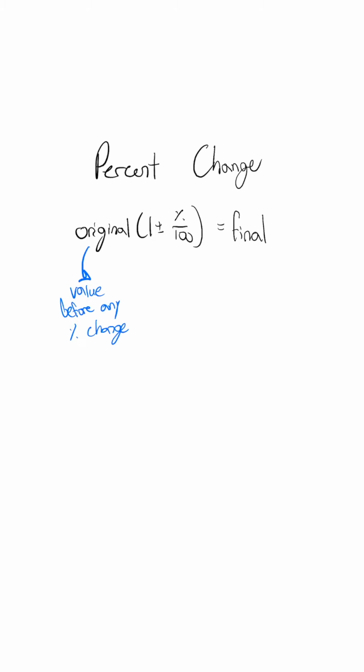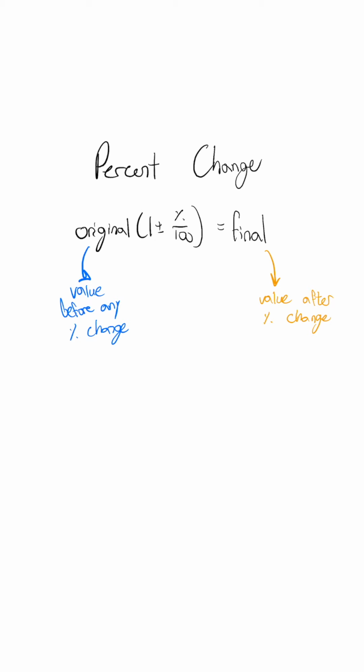So the percent formula that I prefer to use, I think it's the easiest one, is original times 1 plus or minus percent over 100 is equal to final. Now let's break this down to its individual parts. The original is a value that you have before any percent increase or decrease, that's your starting value. The final is the value that you have after the percent increase or decrease.